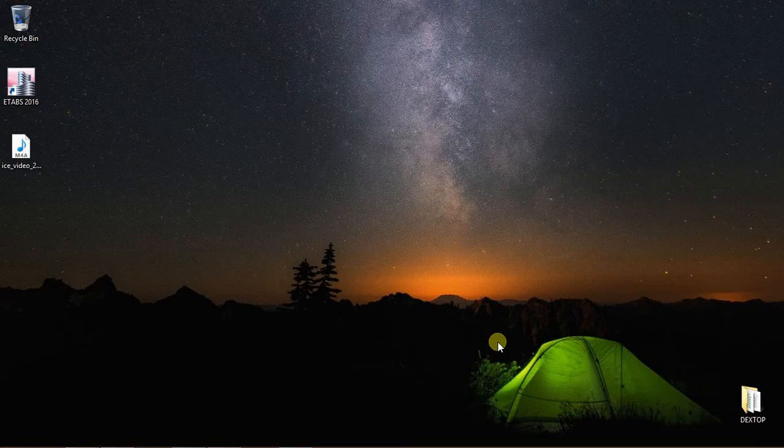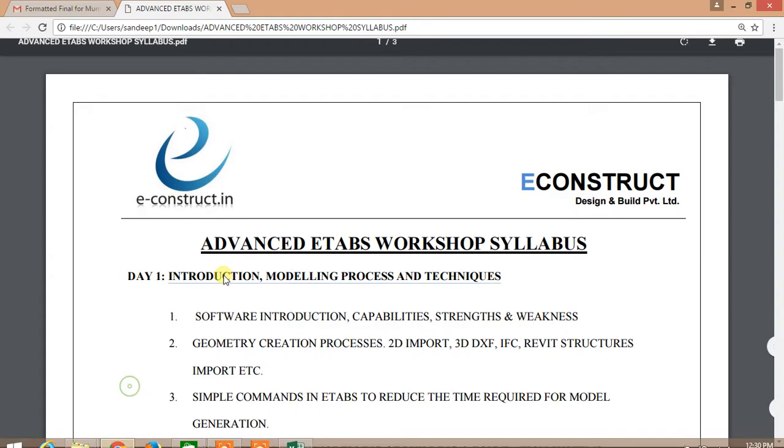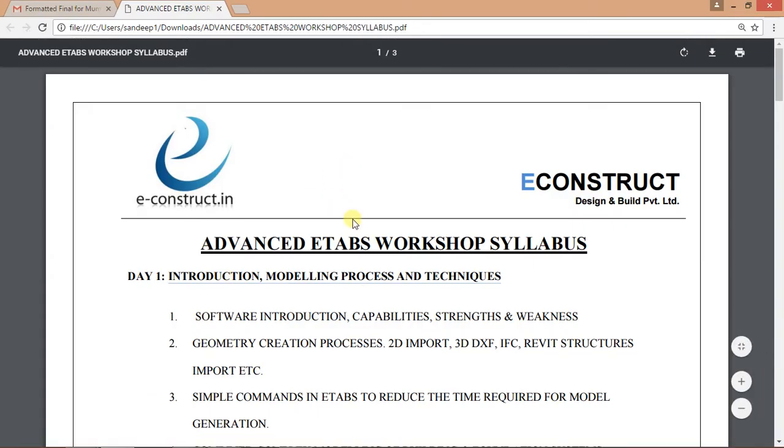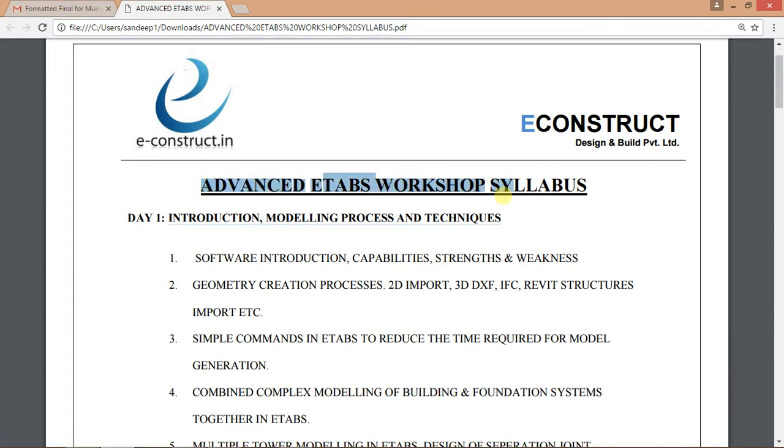I wanted to tell you something about the Etabs workshop that we generally conduct. So this is the syllabus that we generally cover during the workshop. This is the advanced workshop. We generally conduct two types of workshop. One is the Etabs corporate workshop and another one is the Etabs advanced workshop. So this is the syllabus for the advanced workshop.